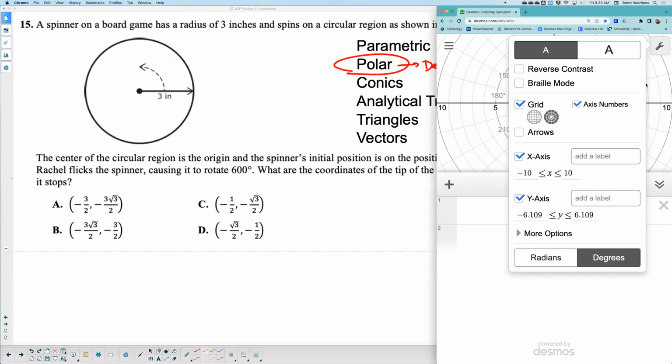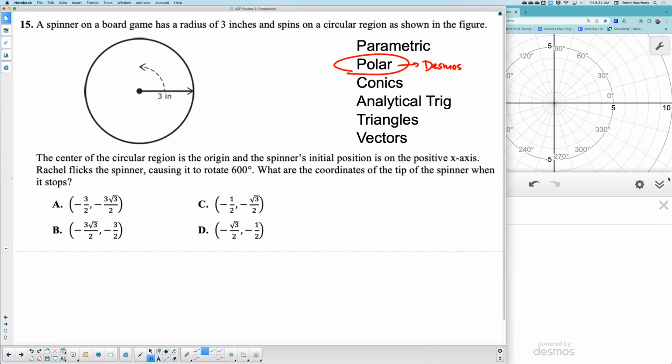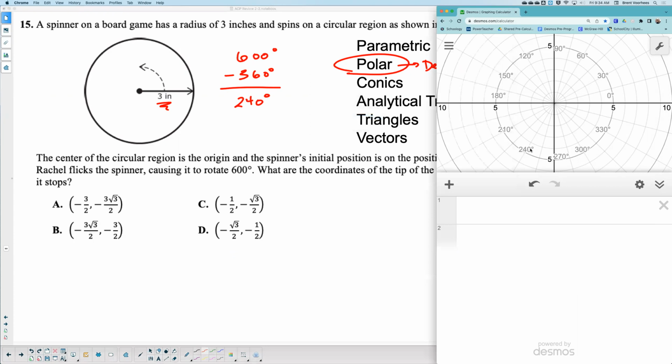It says degrees there. So as I look at the degrees, what's the problem with 600 degrees? It's too big. So how many do we need to take away from 600? So 600, if we take away 360, what are we left with? 240. Okay, so here's the question. Which of these points would be on the third circle? Third circle, because it's a radius of 3. Third circle at 240 degrees. So here's 240 degrees, and we need to be on this third circle. 1, 2, 3. We need to be right there.